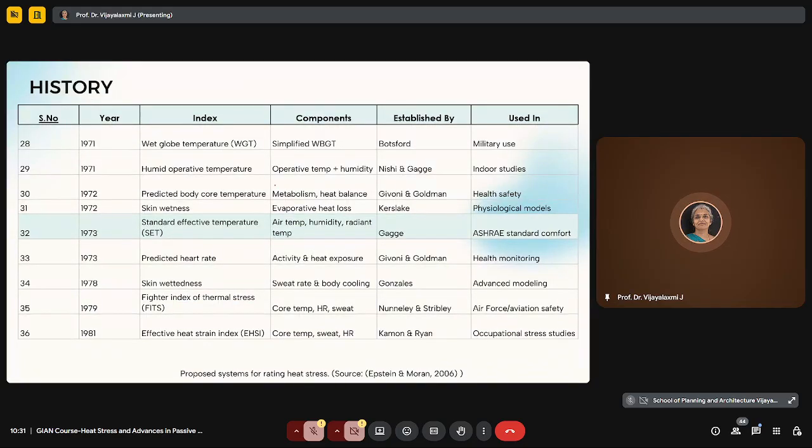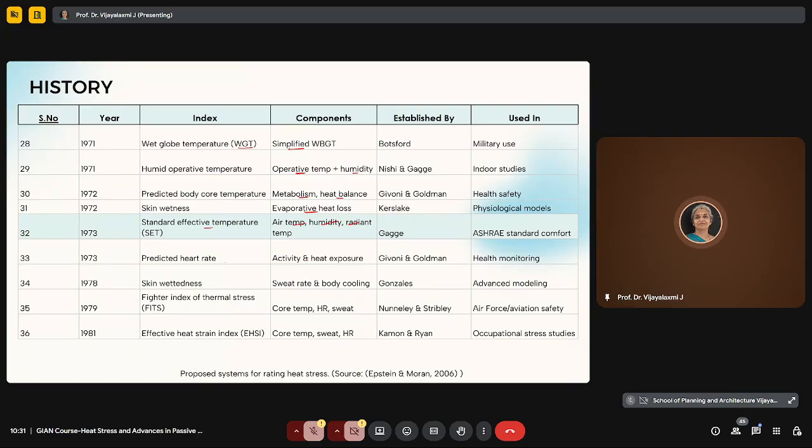Then the WBGT, which came in 1971, was a simplified version of the earlier index. The humid operative temperature uses operative temperature plus humidity. Predicted body core temperature combines metabolism with heat balance. Skin wettedness uses evaporative heat loss. Standard effective temperature uses air temperature, humidity, radiant temperature.